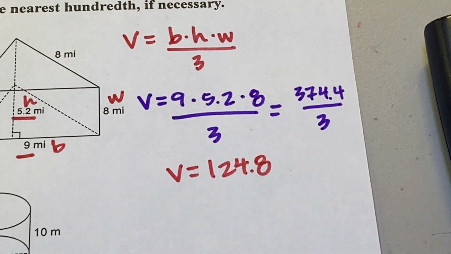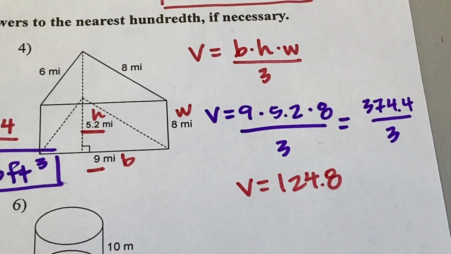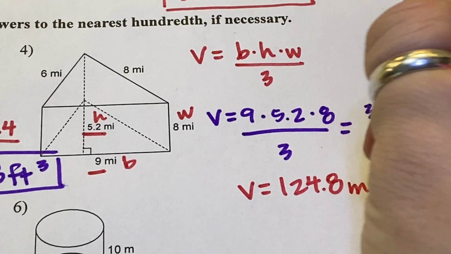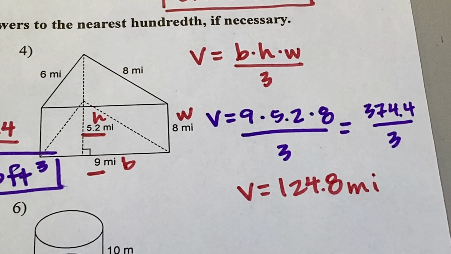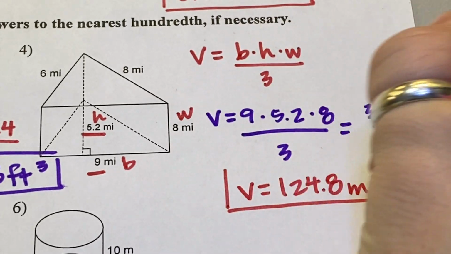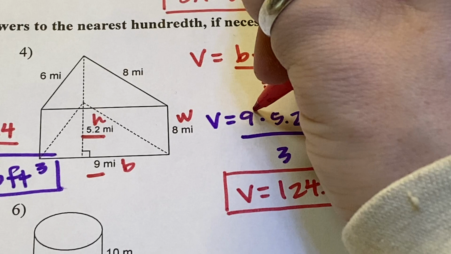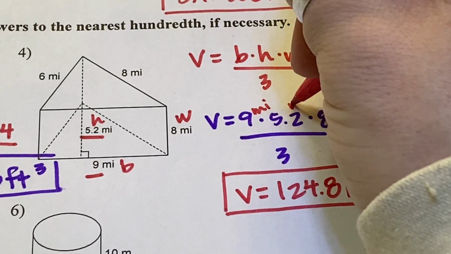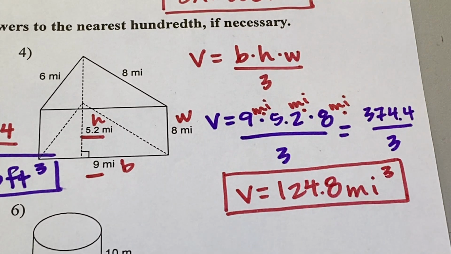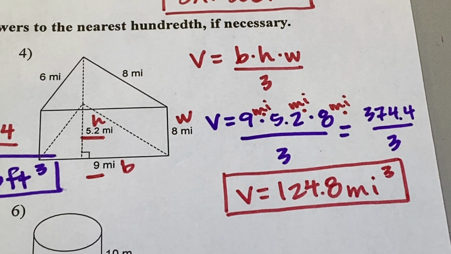But what are my units here? Now we're back in the US where we measure how far we go with how many? Miles. Miles what for volume? Cubic. Volume is cubed. It's cubed because I didn't write it down. 9 miles times 5.2 miles times 8 miles, miles times miles times miles, cubic miles. 3 miles we multiplied together.